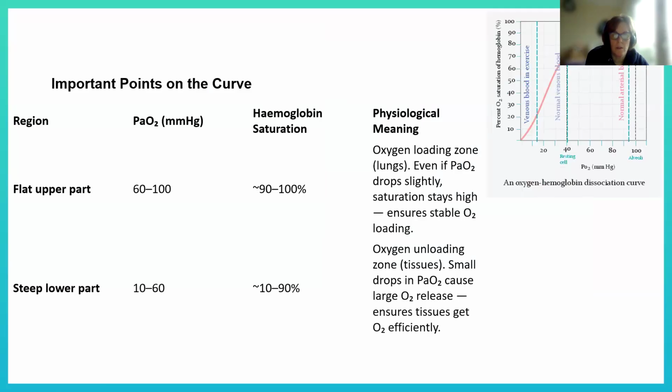So let's have a look at some important points on this curve. The flat upper part is the oxygen loading zone. Even if the pressure drops slightly, saturation stays high, and that means there's stable oxygen loading. And then the steep part of the slope is the oxygen unloading zone.